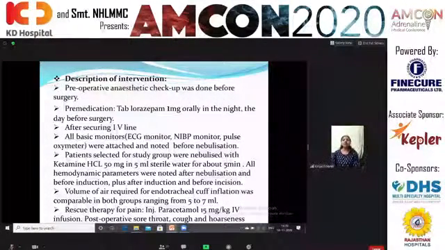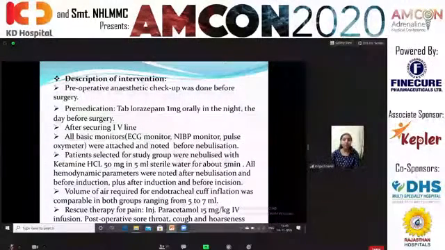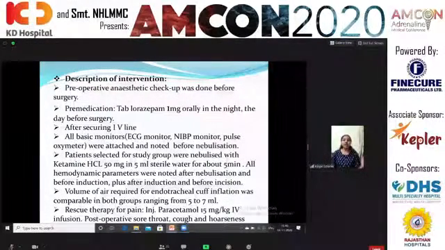After that, patients selected for the study group were nebulized with ketamine hydrochloride 50 mg in 5 ml sterile water for about 5 minutes, and all the hemodynamic parameters were noted after nebulization, before induction, and before incision. Volume of air required for endotracheal cuff inflation was comparable in both the groups, ranging from 5 to 7 ml. Injection paracetamol 15 mg per kg intravenous was given as rescue therapy for pain.